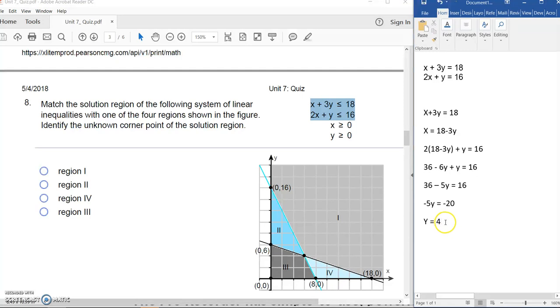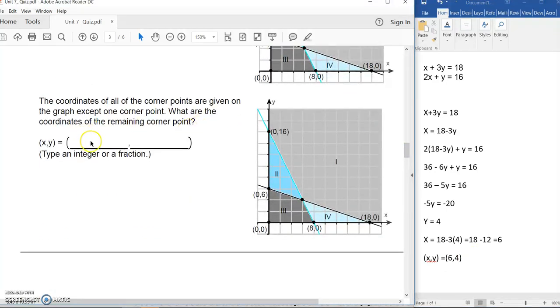So y equals positive 4, go ahead and plug that in to this substitute equation. So instead of y, I'm going to put 4, and that's going to be equal to 18 minus 3 times 4, 12, which makes just 6. So we got x, y equals, x is first, 6, comma, y is 4. So that's the solution here. What we would write here, 6, comma, 4.